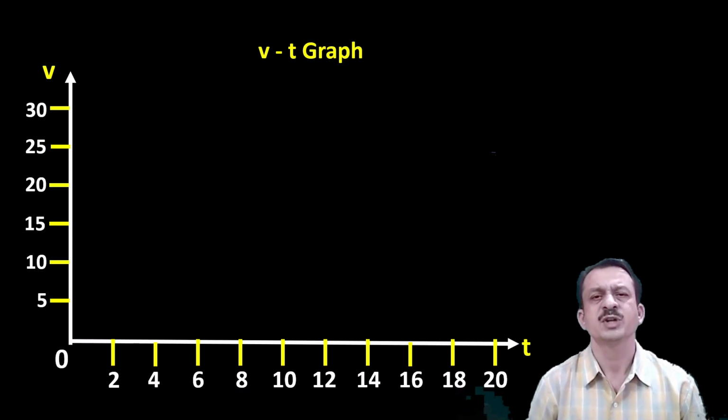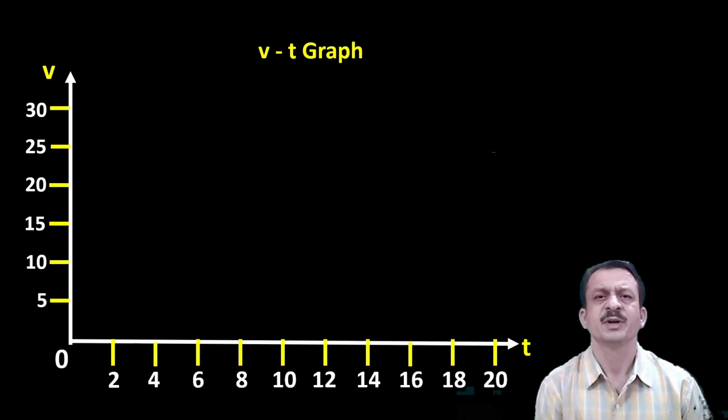Now we will consider an object moving with variable velocity. Initially the object is at the origin. At the origin the velocity is 0. Now it starts moving, and as the time increases, the velocity goes on increasing. Up to the 10th second, the velocity goes on increasing. Now after the 10th second, the velocity becomes constant.